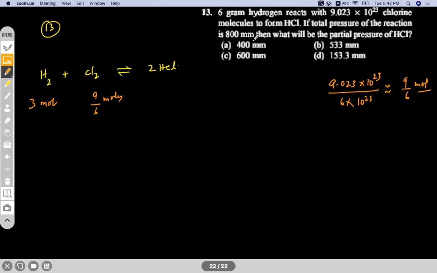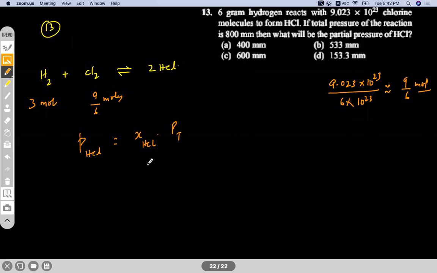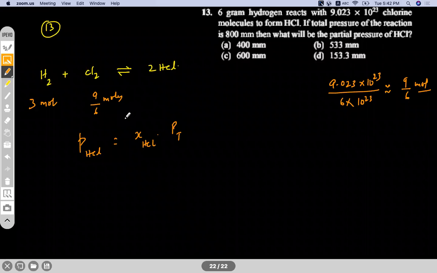If total pressure of the reaction is this, then what will be the partial pressure of HCl? Okay. Total pressure is given, that is 800 mm. We need to find out the partial pressure of HCl. So what is the pressure of HCl? It is mole fraction of HCl into total pressure, which is given 800 over here. So if you find out mole fraction, you can find out this, right? So you see here 3 moles and 9/6 mole we have.